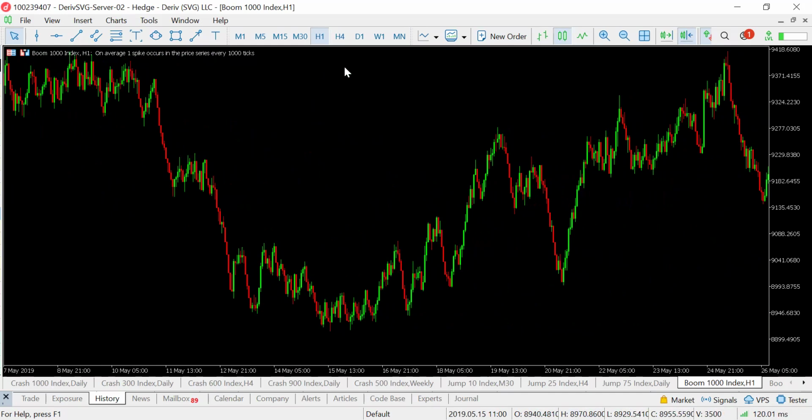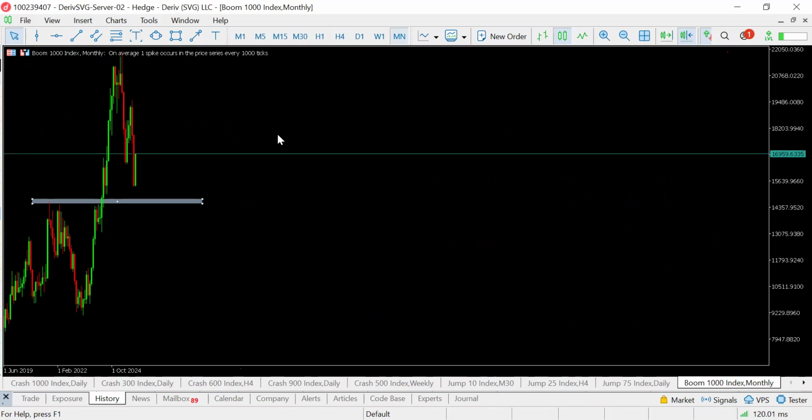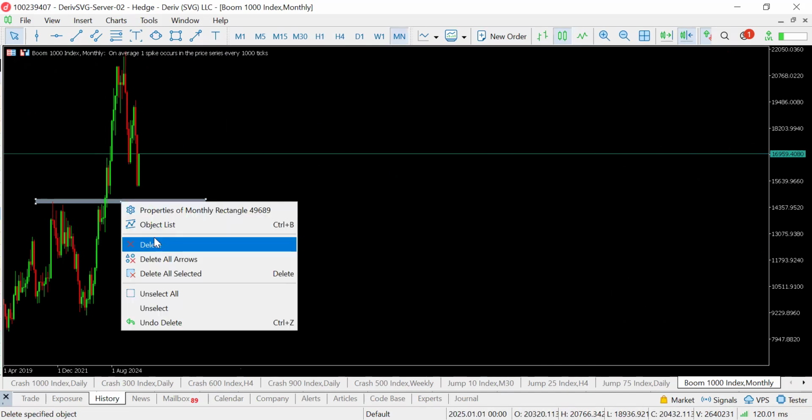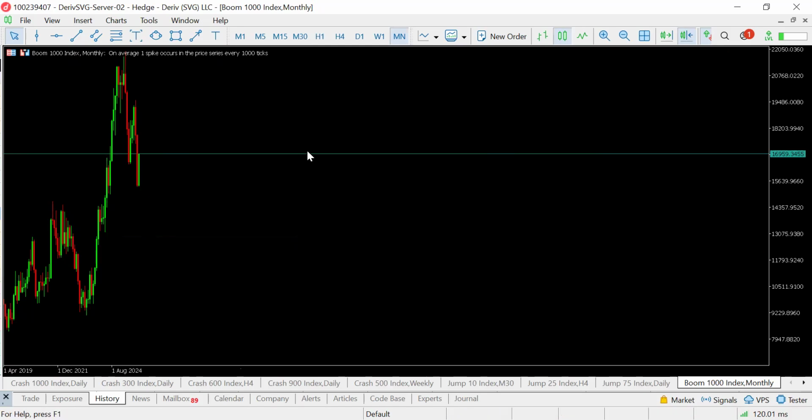So the first thing I do is go to the higher time frame, and in this case it is the monthly time frame. I'm going to try as much as possible to work this whole analysis down to the smallest time frames, or the minute time frames, so it will help those of us that trade on the lower time frames as well.